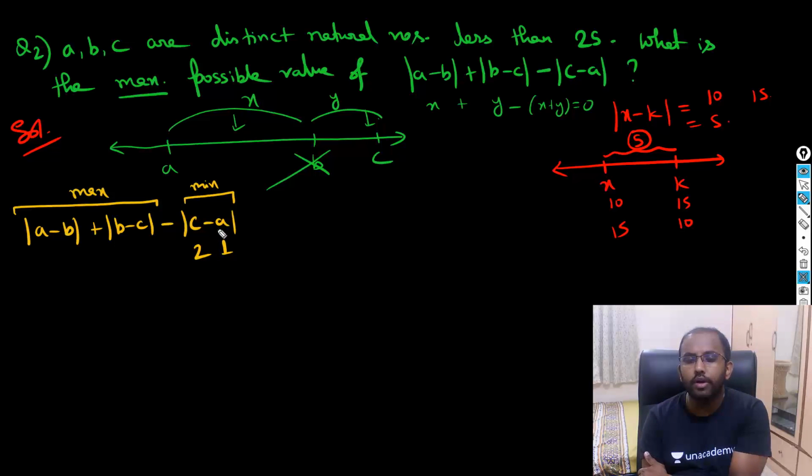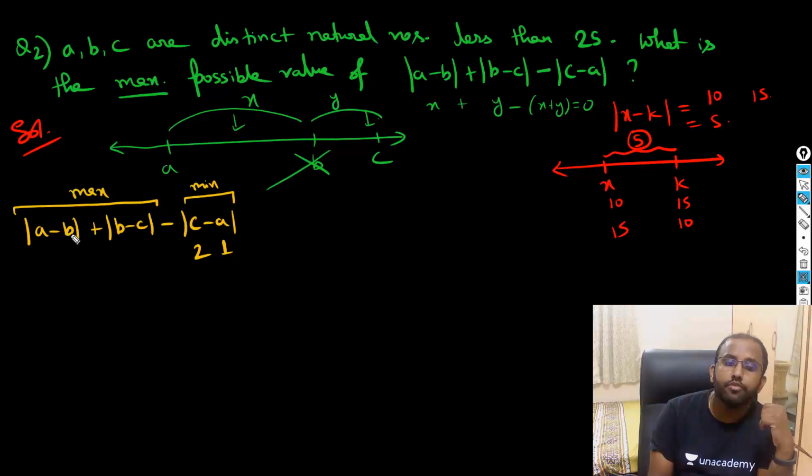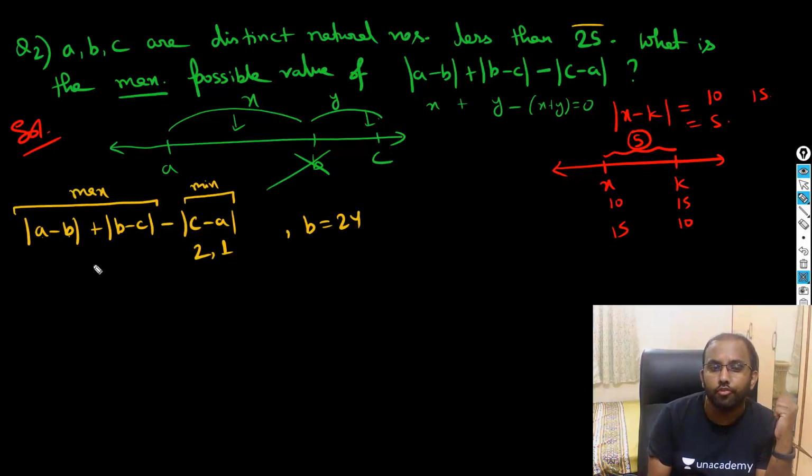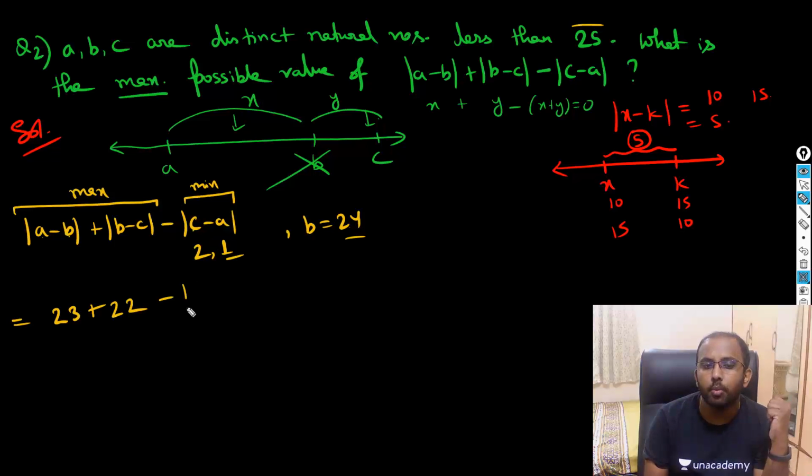That means if I assign 2 and 1 here, then for b I should assign the other extreme, such that the distance from b to a and the distance from b to c is maximum. So if they are less than 25, I can assign 24 to b. So I have assigned 2 to c, 1 to a and 24 to b. What is mod of a minus b, guys? 1 minus 24, this is 23. What is mod of b minus c? 24 and 2, that's 22. Correct. And minus 2 minus 1.